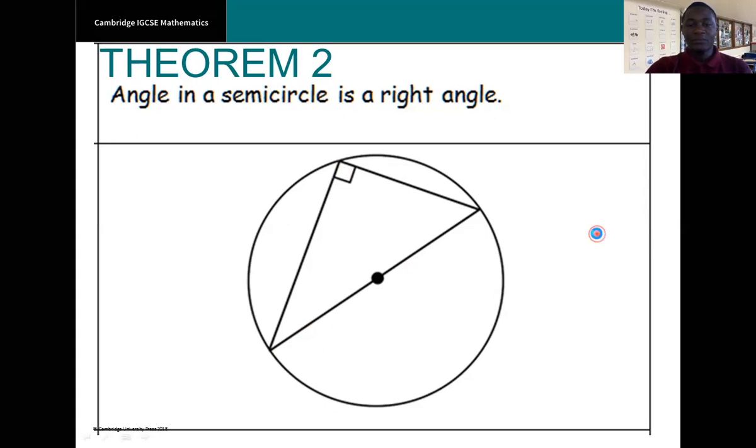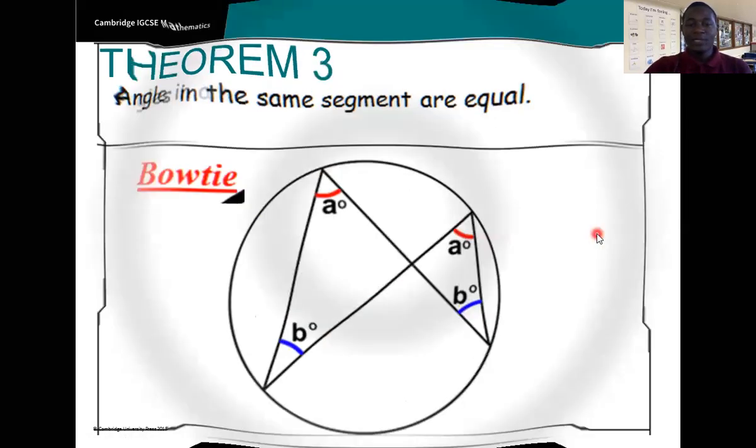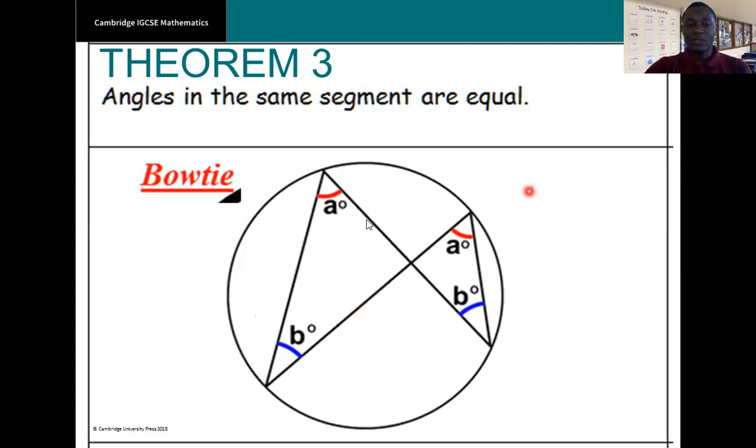Theorem number 3, we have angles in the same segment are equal. Angle here and angle here are equal. Angle here in blue and the one here in blue are also equal. For you to use this theorem, you must see something that looks like a bow tie in the circle. So we have this bow tie diagram in the circle.